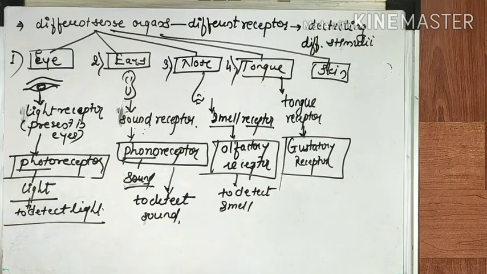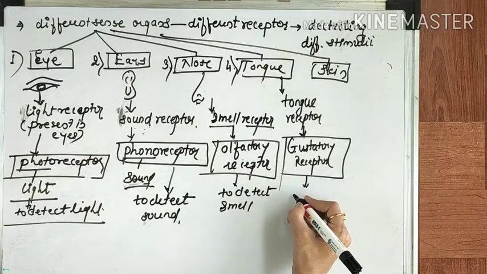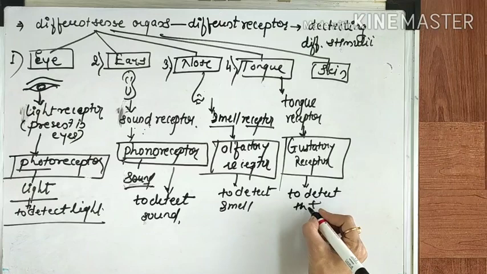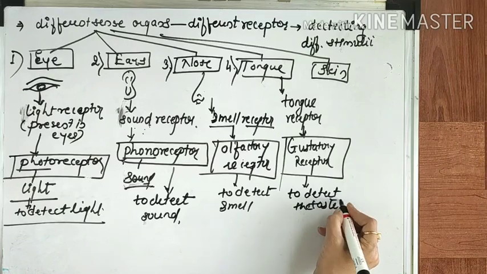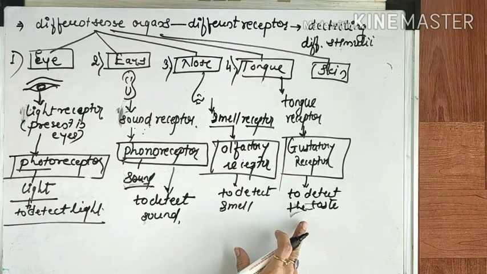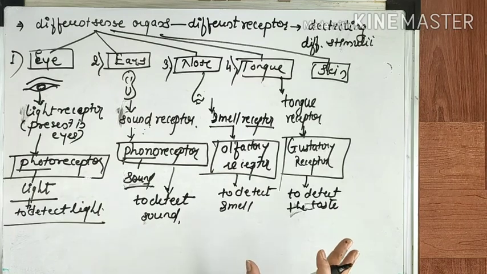Okay, and what is the need of that gustatory receptor? To detect the taste. Okay, and this receptor is present on the tongue. With the help of that we can analyze, we can sense.